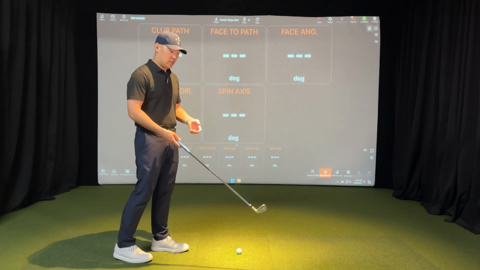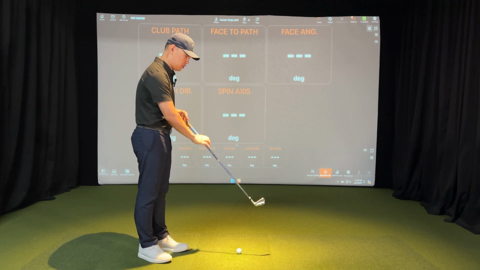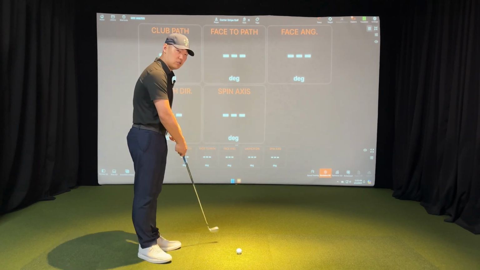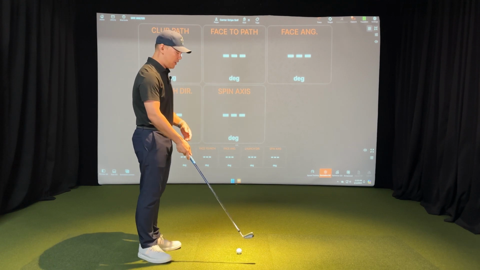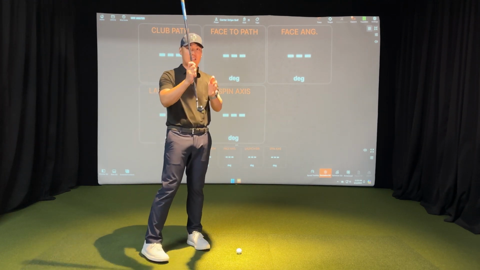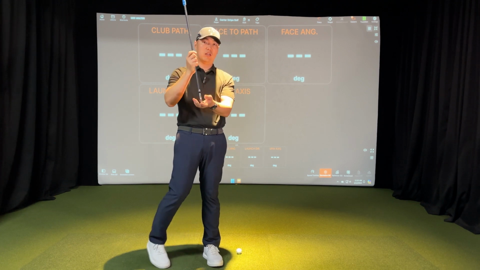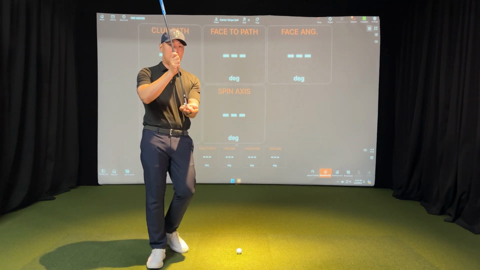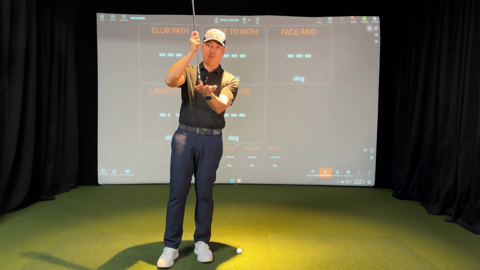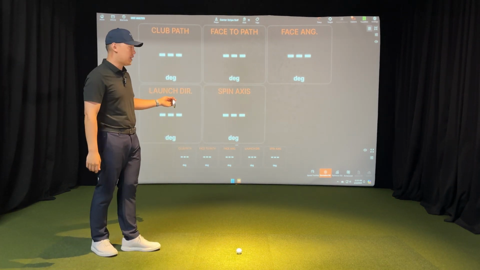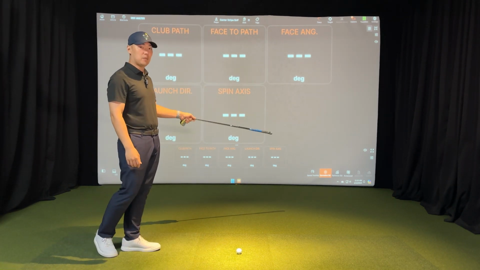As we covered, the club path is the direction your golf club is swinging on its way to the point of impact. Your face angle is the club face angle at impact, open or closed or neutral. The face to path is your face relative to the club path. And all of that will have a direct impact on your launch direction and the spin axis.